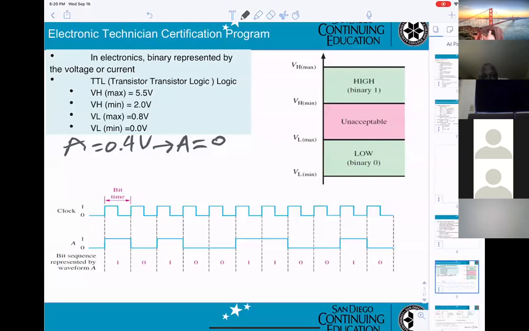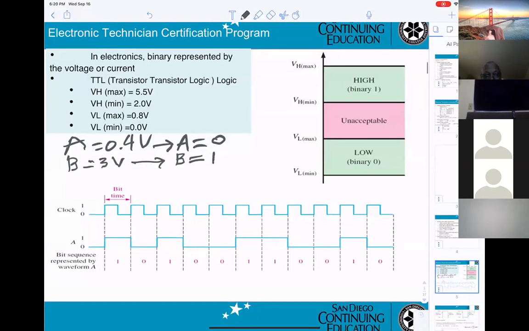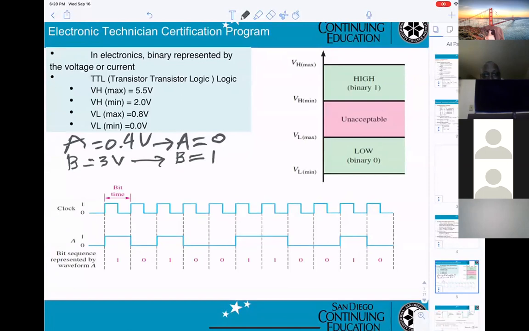Now, if you measure at point B, you get 3 volt. So what does B equal? Logic 1. If you look into the table here, you can see. Now, if you measure at point C, you get 5 volt. Then what do you get for C? 1. C equals 1. Good. By looking into the display here.